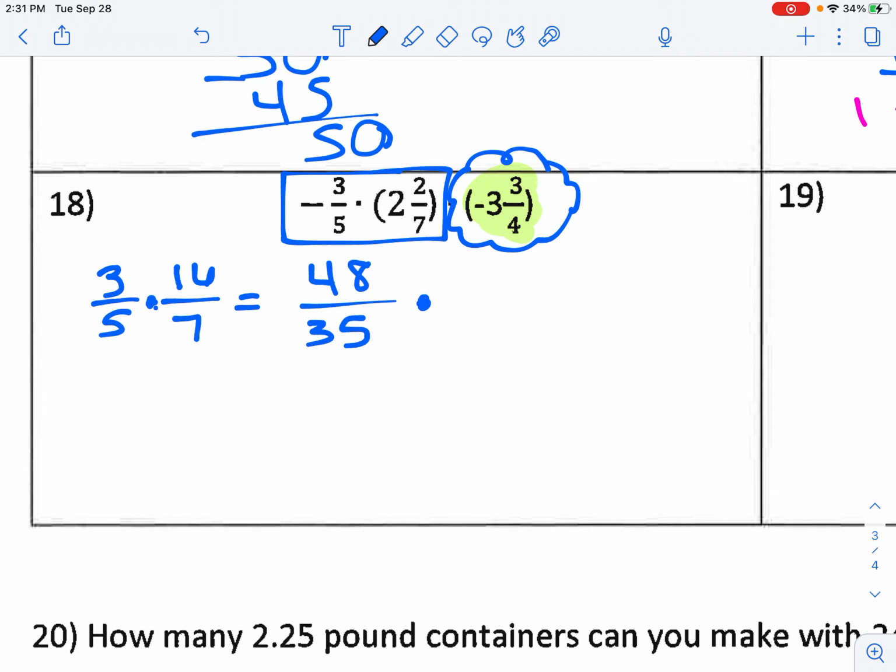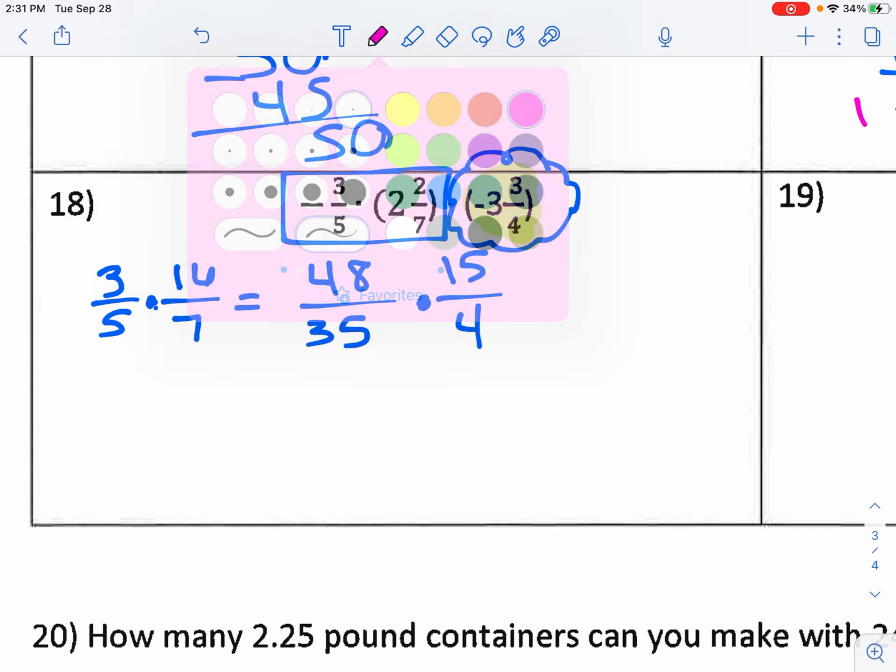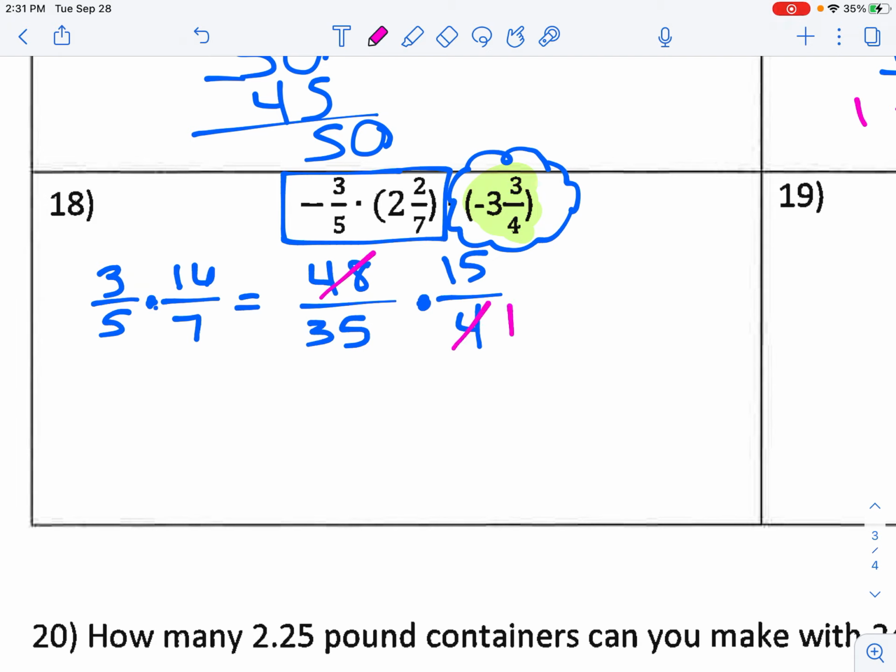So now I'm converting negative 3 3/4 to improper. So 3 times 4 is 12, plus 3 is 15. This is multiplying, not dividing. So we are not flipping. Cross cancel, divide by 4, divide by 4, divide by 5, divide by 5. Multiply numerators, multiply denominators. Simplify, 36 divided by 7, 5 and 1/7.